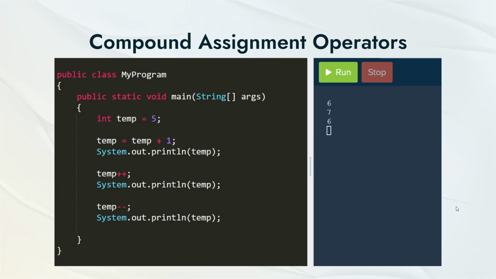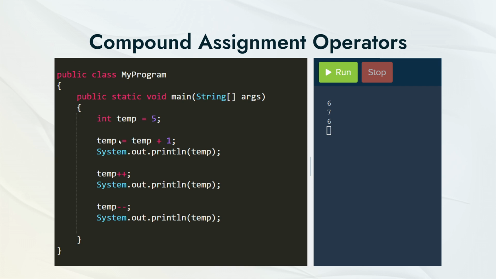So, what are compound assignment operators? Compound assignment operators are basically a way to increment values of a variable. So what if you want to increment the variable temp? I created a variable called temp which holds the value of 5. What if I want to change that value and increment or decrement it by a certain number? Let's say I want to increase the value of temp by 1.